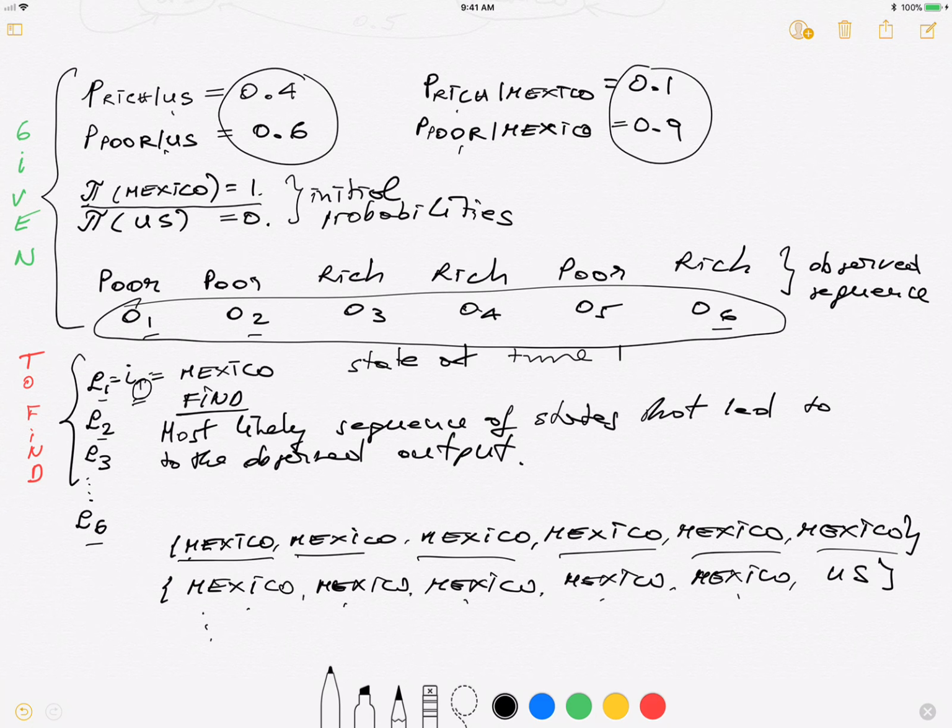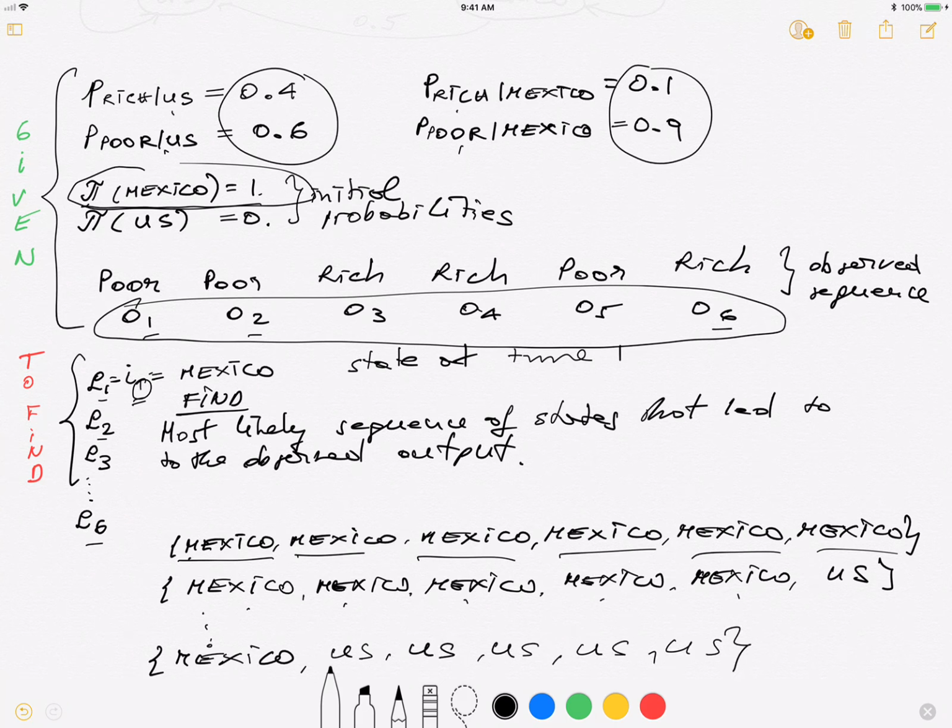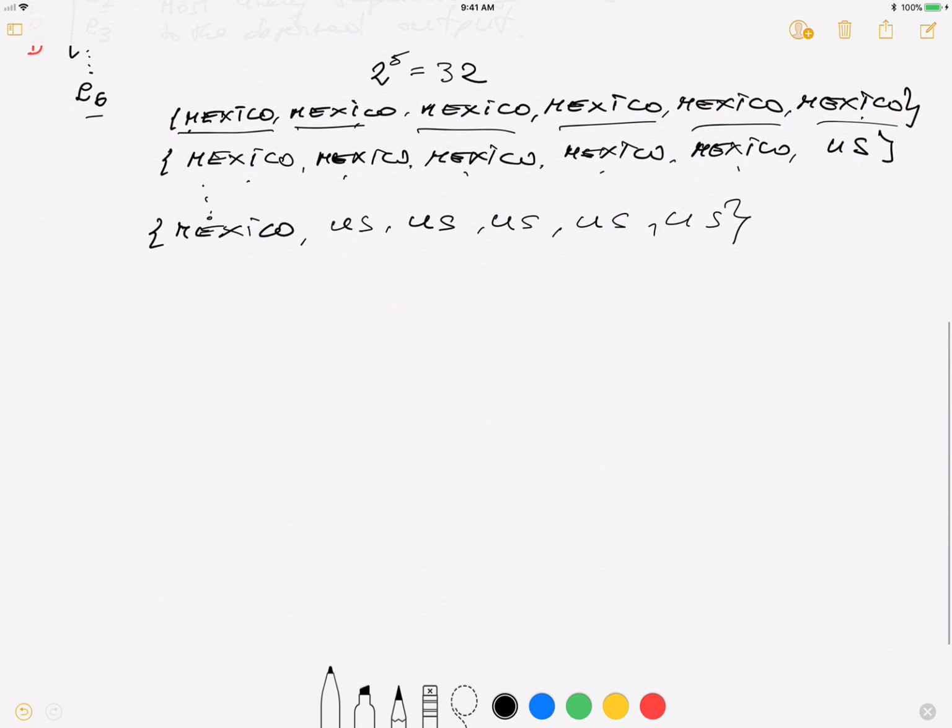And the last sequence would be, remember the family must always first be in Mexico, because the initial probability of Mexico is 1. So the last sequence would be Mexico, US, US, US, US, US. How many possible sequences? Well, on each place from 2 to 6, there are two possibilities, either Mexico or the United States. So the total number of sequences would be 2 to the 5, or 32. Okay, but that's not a major issue.